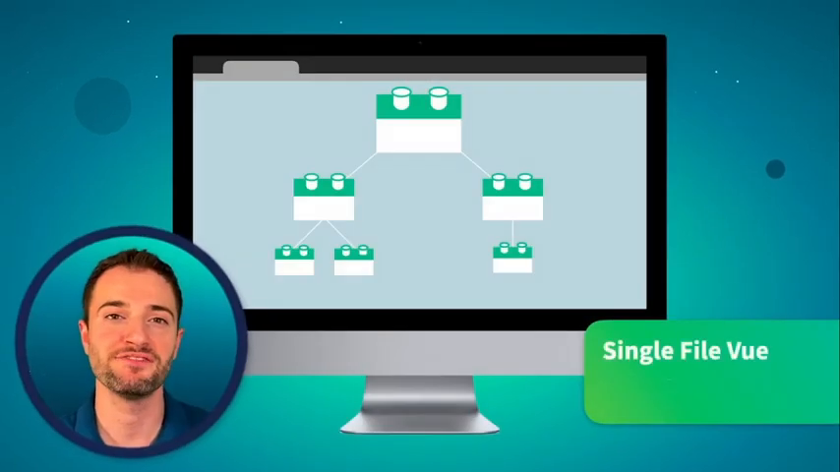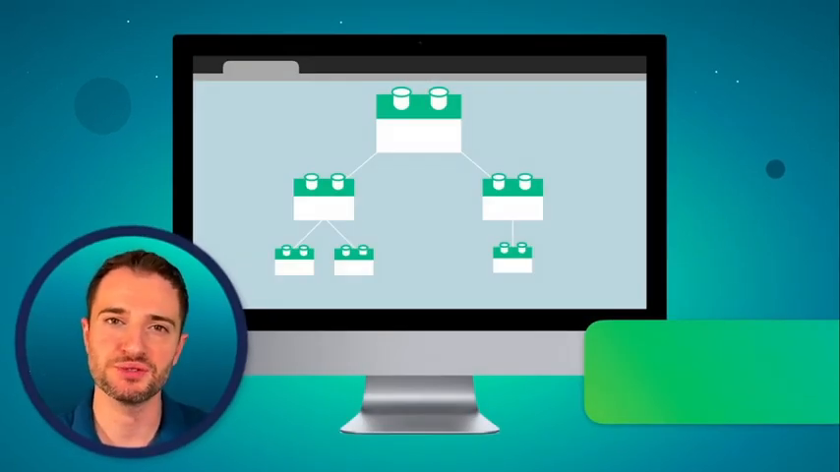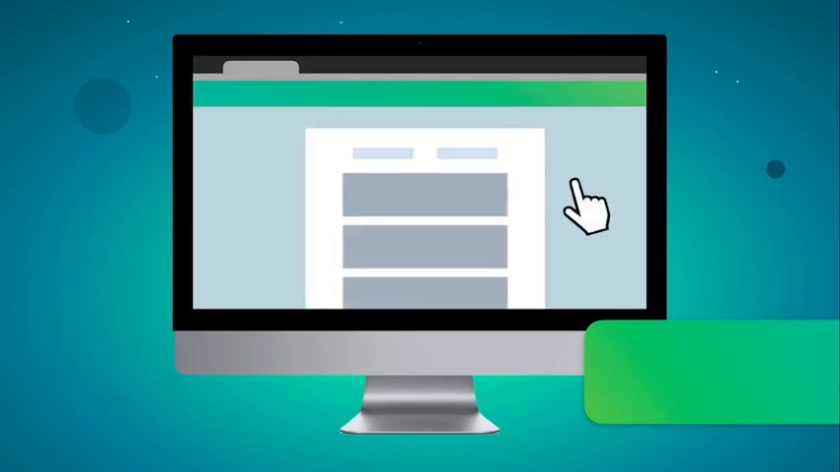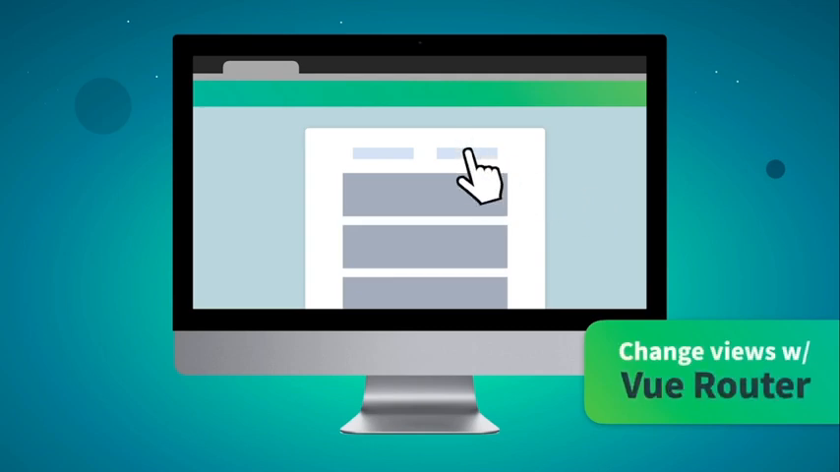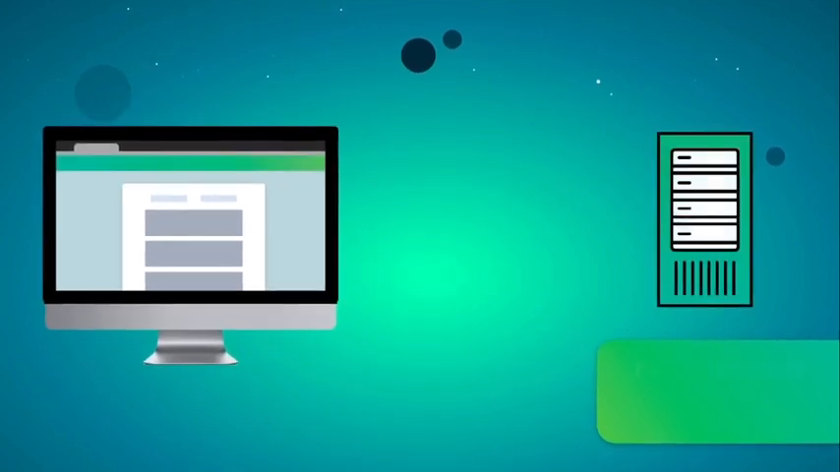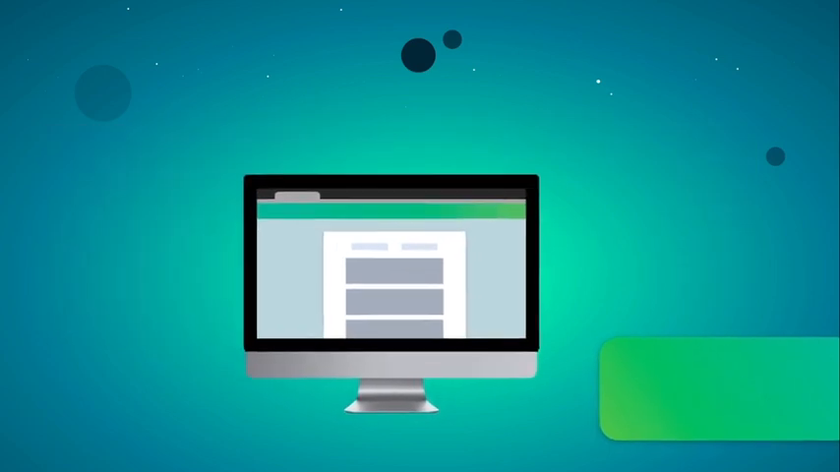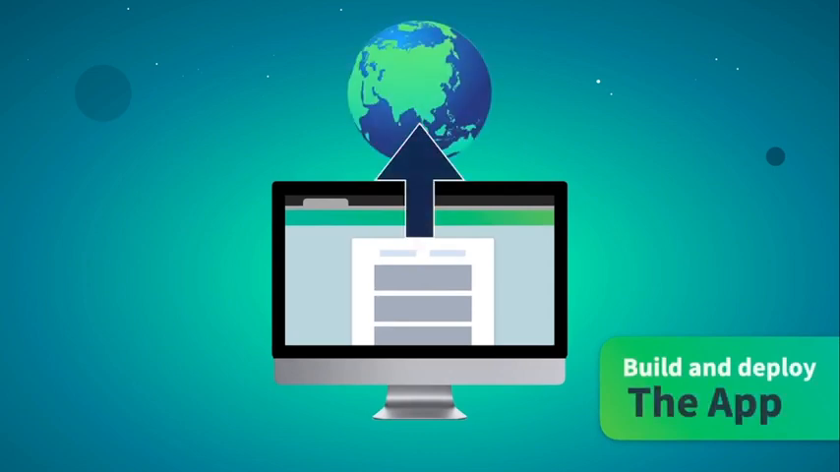Then we'll learn about single file Vue components and how they can be used to create a single page application. We'll cover the fundamentals of Vue Router so we can navigate between the different views of our app. And our app will even fetch real external data using API calls with Axios. Finally, we'll end by learning about the build process and how to deploy the app into production.